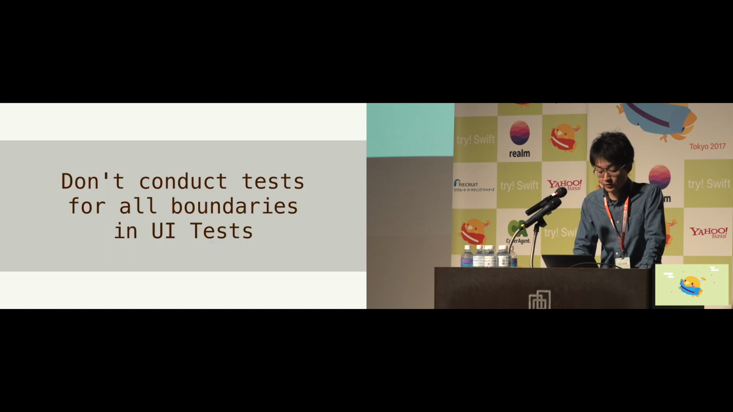And tests for all boundaries are better implemented in unit tests, for example, validations for text fields, because UI tests are too slow compared to unit tests. So if you implemented all boundaries on the UI side, it is better to move the tests from UI level to method level and remove them from the UI side in the future.